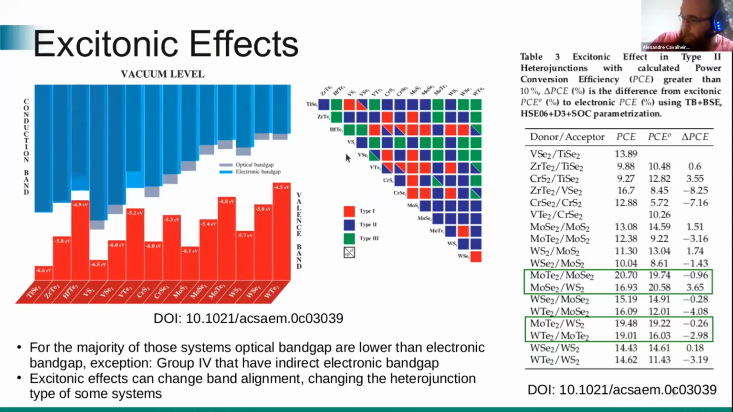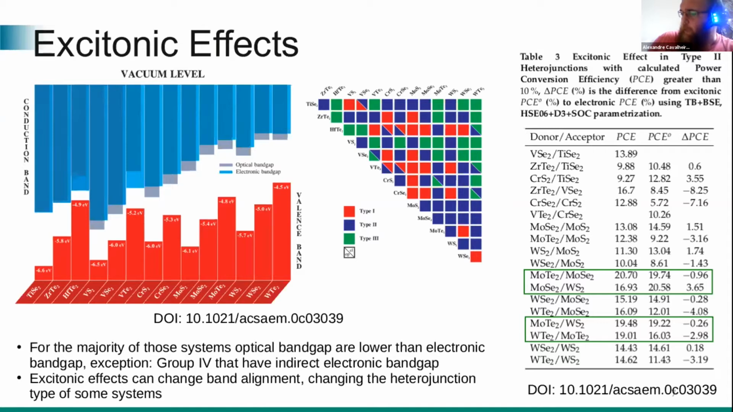In this table here, I put the power conversion efficiency of those systems, and I highlight in green the heterojunctions that have a higher power conversion efficiency. So what we observe is that the most interesting system for solar harvesting is the one formed with group 6 transition metals. So we studied from group 4 until group 10 or 11.